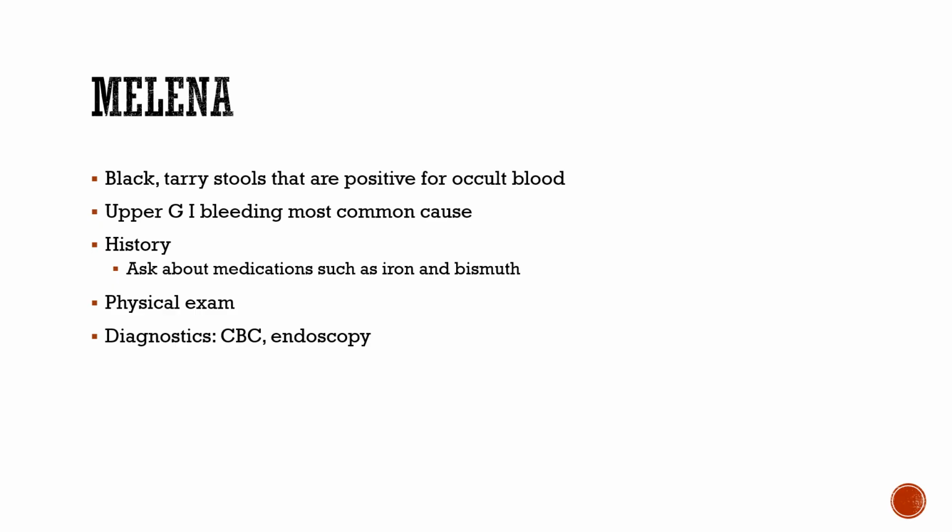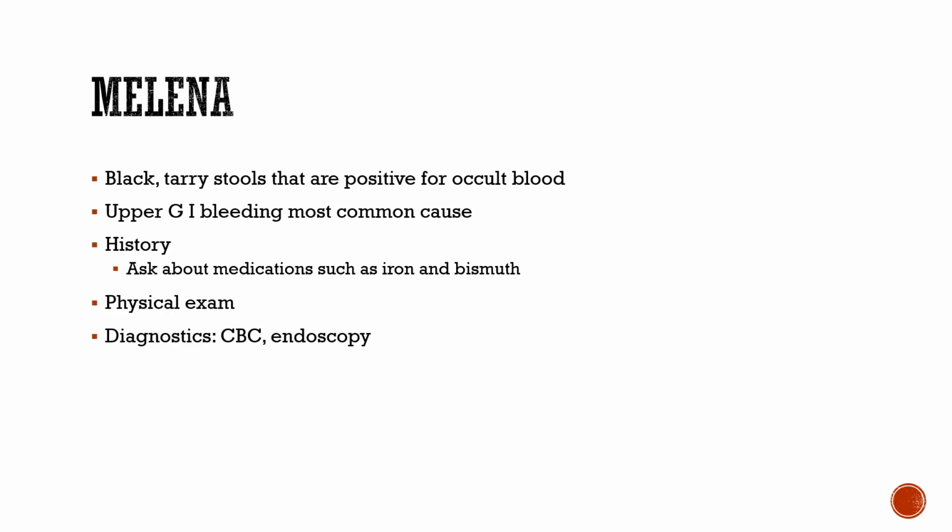Melanic stools are black, tarry, and positive for occult blood. Upper GI bleeding, such as ulcers, are the most common cause. Get a good history, especially for any prior ulcer diseases. Ask about medications such as iron and bismuth. The stool may be black, but it may not be positive for occult blood. A person may be taking iron or bismuth. Bismuth is the active ingredient in Pepto-Bismol.